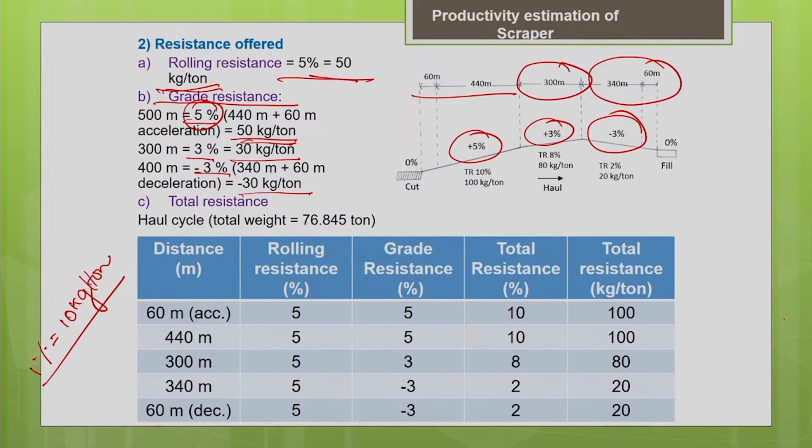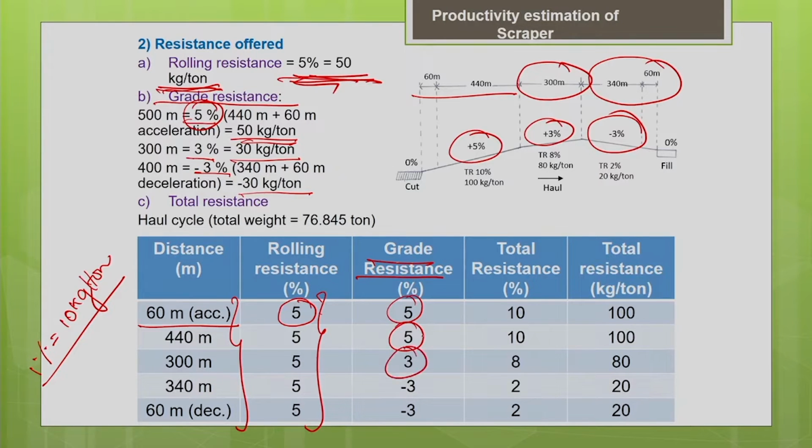Now, we need to find the total resistance. So, let us prepare it in the form of a table, so that it will be very convenient to analyze. So, follow this table formatting. So, we can see the different segment distances. For the first 60 meter, the rolling resistance is 5. You can see that for all the segments, the rolling resistance is the same. Okay, 5%, or 50 kg per ton. Next is grade resistance. Okay, for the first 60 meter, it is plus 5%. The next 440 meter, it is plus 5%.